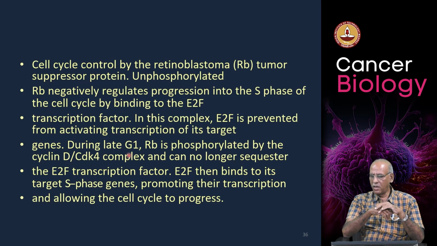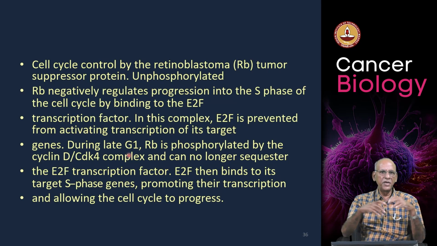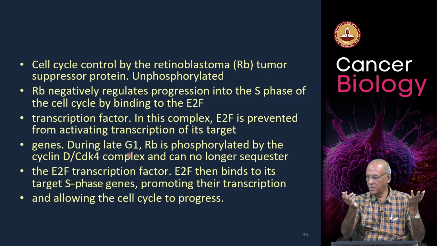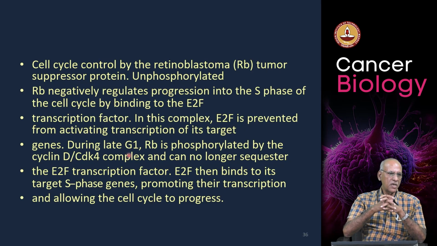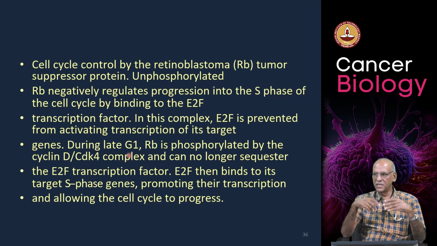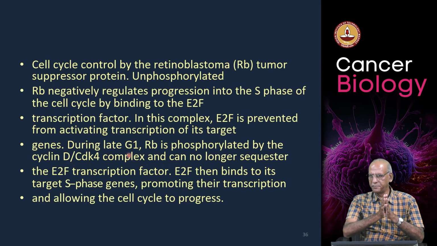During late G1, RB is phosphorylated by the cyclin D CDK4 complex, and once it is phosphorylated, it can no longer sequester the E2F transcription factor. So, E2F is now free to bind and transcribe its target genes, which are involved in the S phase, the synthetic phase of the cell cycle, and thereby transcription goes unhindered and allows the cell cycle to progress. So, this is the mechanism.